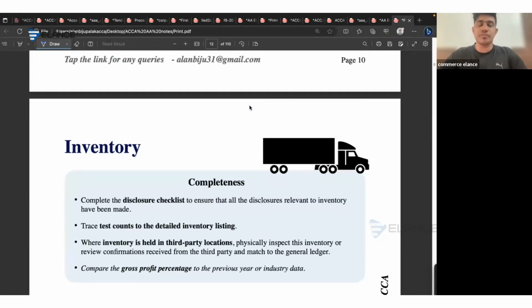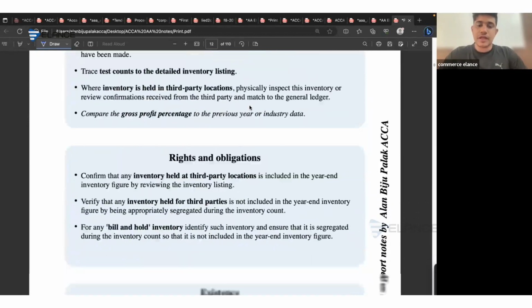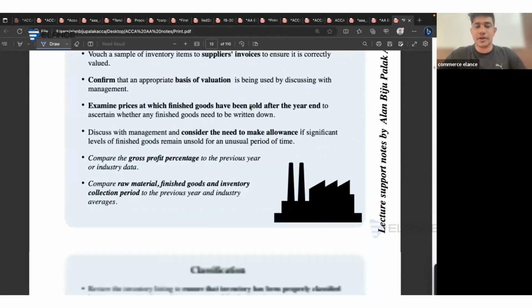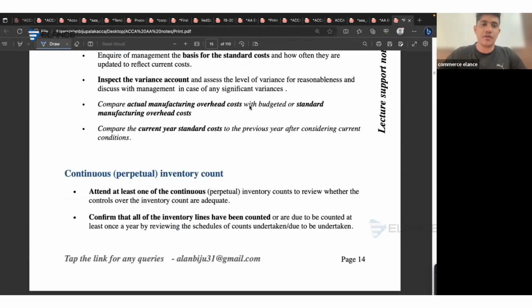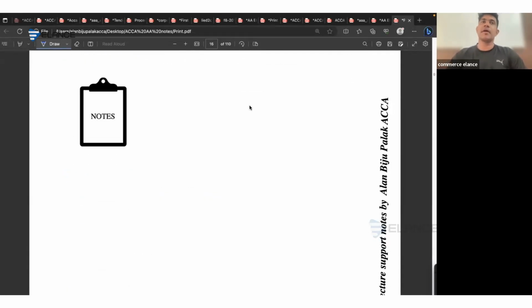Then the most important one is inventory. When it comes to the points relating to inventory, the first thing that you have to keep in mind is that we have studied a lot of points in relation to the inventory, especially in our syllabus area. There are a lot of inventory related procedures to be learned. First thing, we have got inventory related points as assertion specific points, right? So there are some assertions relating to the inventory which we need to test.